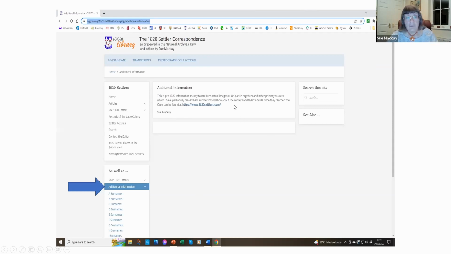And note that it says this is pre-1820 information only, mainly taken from actual images of UK parish registers and other primary sources which I've personally researched. Further information about the settlers and their family once they reached the Cape can be found at 1820settlers.com, Paul Tremaine's site. I didn't try to reinvent the wheel, and obviously not being a South African myself, my knowledge of what happened to them in South Africa, apart from my own family, is very limited.